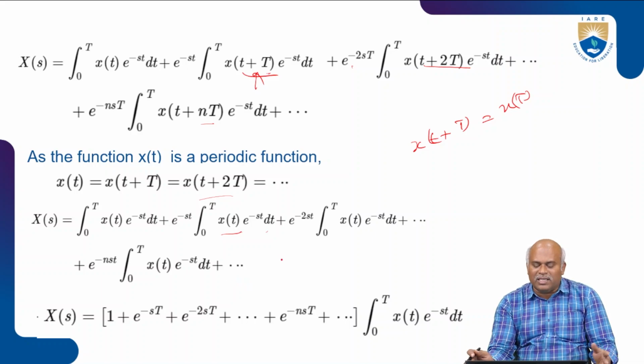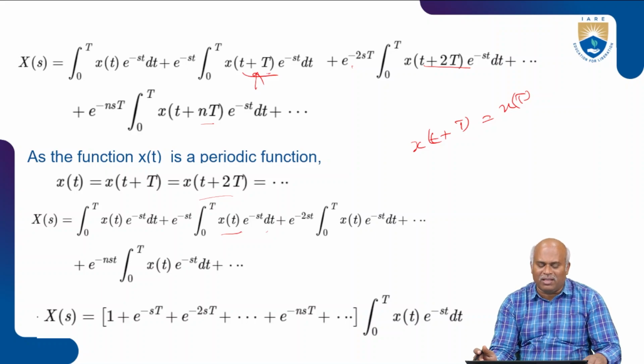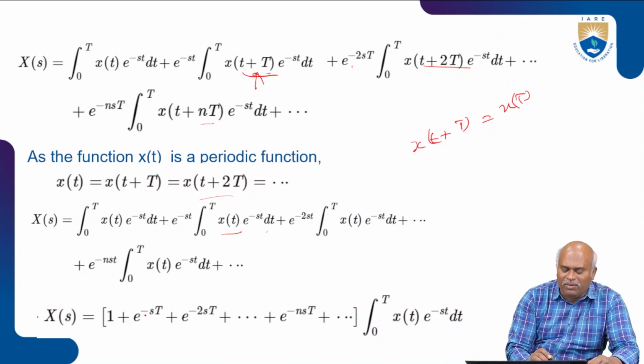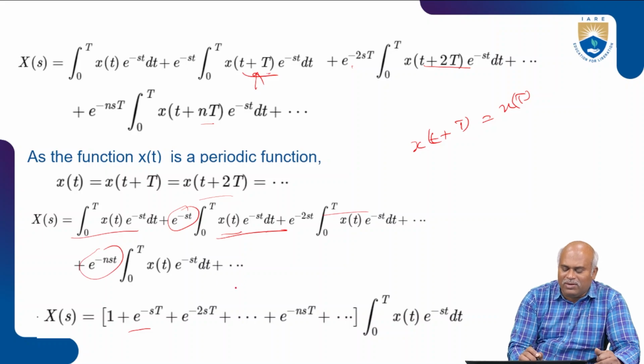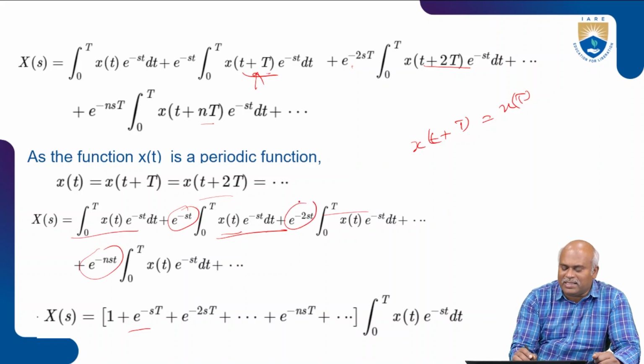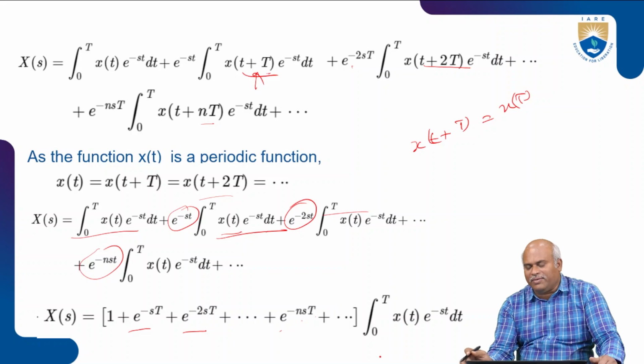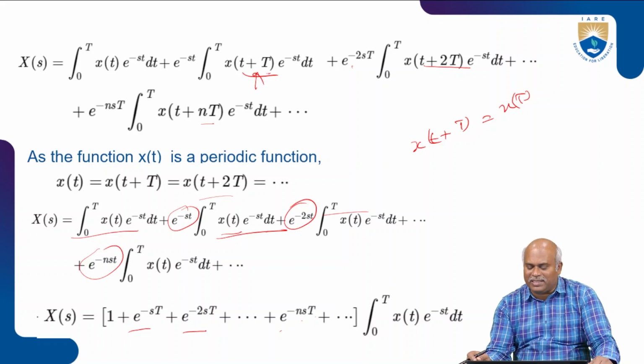So now the signal is represented in the periodic condition. Some portions are similar across all the equations, so I take out the common integral. For the first term there is no exponential, so I write 1, plus e^(-sT), plus e^(-2sT), up to e^(-nsT). I put this in a bracket, multiplied by the integral from 0 to T of x(t) e^(-st) dt.